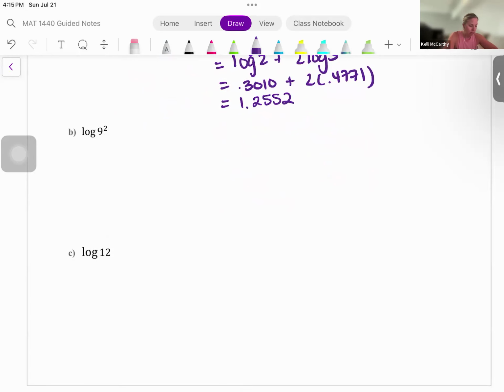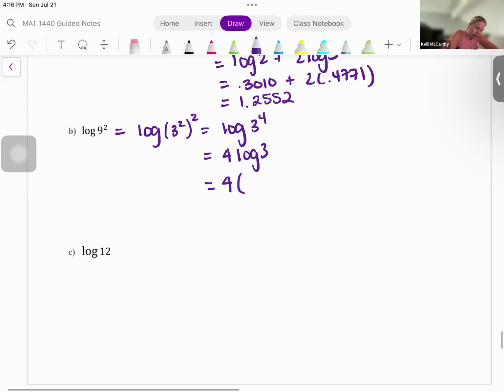Log of 9 squared. When I think about that 9, I'm going to think about it as 3 squared again. So this is log of 3 squared being squared. And power to a power, we multiply those exponents. So this is log of 3 to the 4th power, or 4 times log of 3 using that power rule. Substituting in for log of 3 is 0.4771. And multiplying that by 4, we get 1.9084.